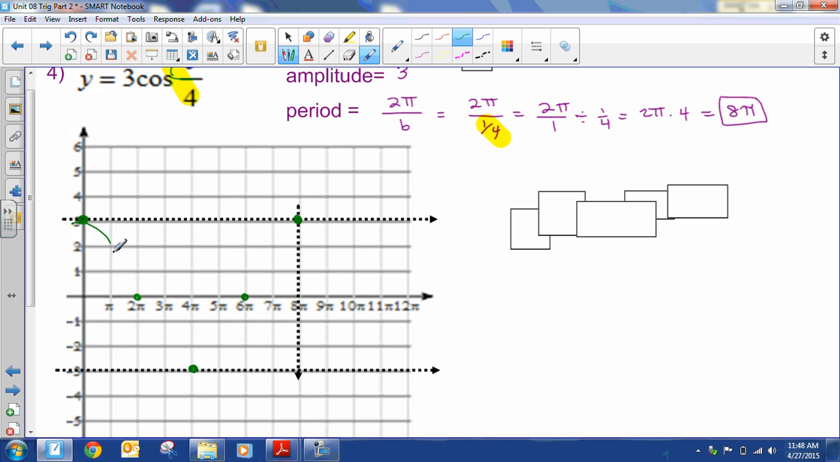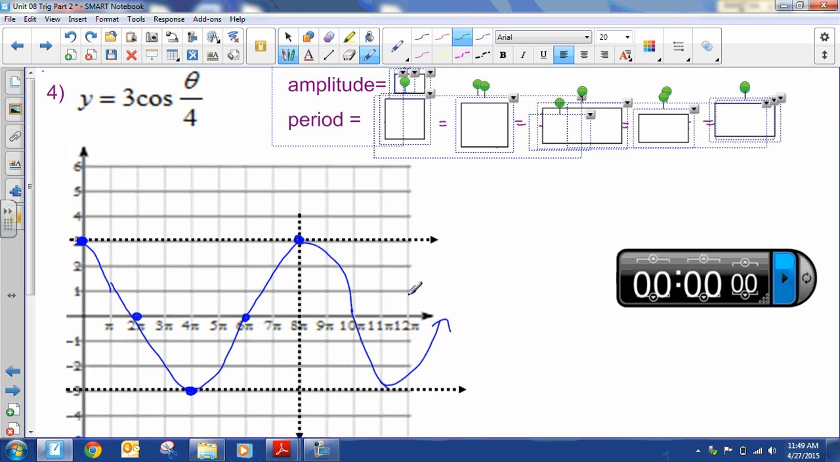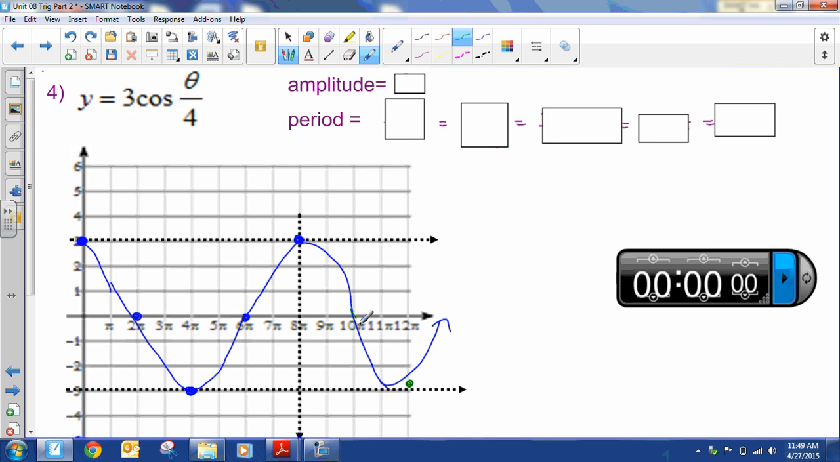So once we put that together, it kind of looks like this. And here's the completed picture, completed graph. And there we have it. This actually needs to go further over here, but you get the picture.